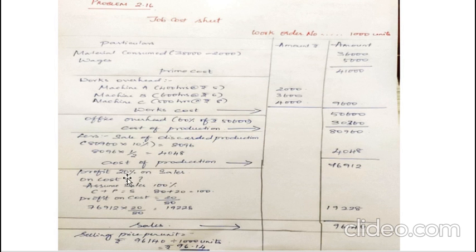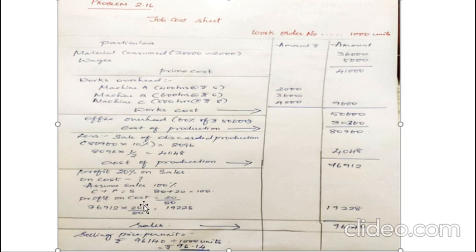When it is profit on sales, you need to assume sales to be 100%. If sales is 100, then profit is 20. Then how much is your cost? 100 minus 20 gives you 80. So cost is 80. The formula for profit on cost, as you all know, is profit percentage divided by cost percentage. Here profit percentage is 20, divided by cost percentage 80%. So this is your profit on cost. Your cost price is 76,912. 76,912 into 20 divided by 80 will give you your profit amount.